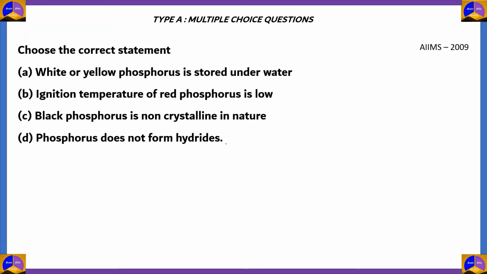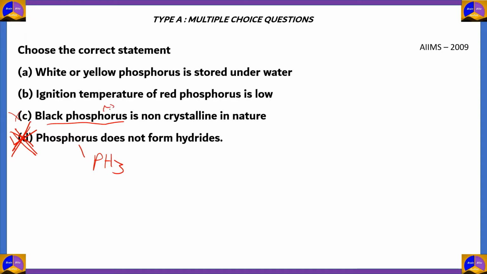Well, phosphorus does form hydrides, so therefore this option will become downright incorrect. An example for a hydride from phosphorus is PH3, which is also known as phosphine. So option D is incorrect. What about option C? Black phosphorus is non-crystalline in nature. Well, this statement is also incorrect.